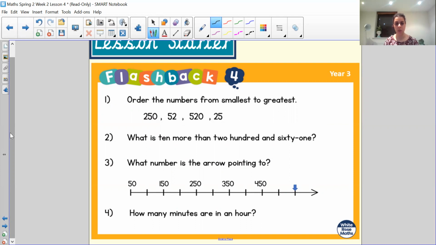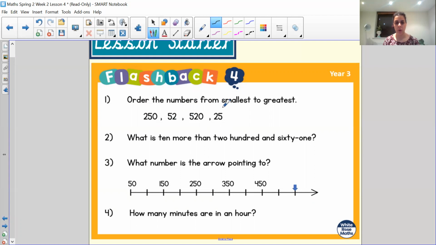Question 1, it says order the numbers from smallest to greatest. Greatest is another word for largest. So looking at these 4 numbers, 250, 52, 520 and 25, I'd like you to write them in order from the smallest number to the greatest number. Make sure you put a comma in between them so it's nice and easy to see.